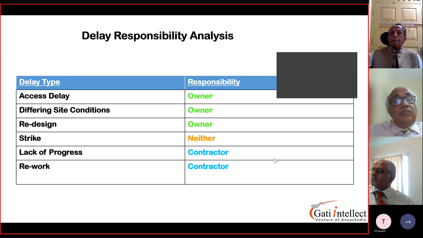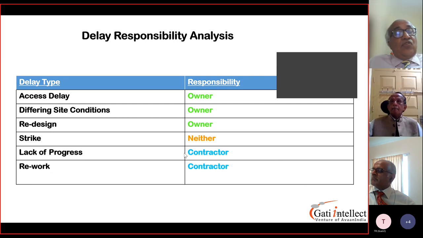Okay. So if any people have comments, you can say. The access delay is obviously completely the responsibility of the owner. So they are eligible for that 1 month. Differing site conditions and soil conditions, again, is the responsibility of the owner. Redesign, which causes delay in the equipment and other things, that is again the owner.